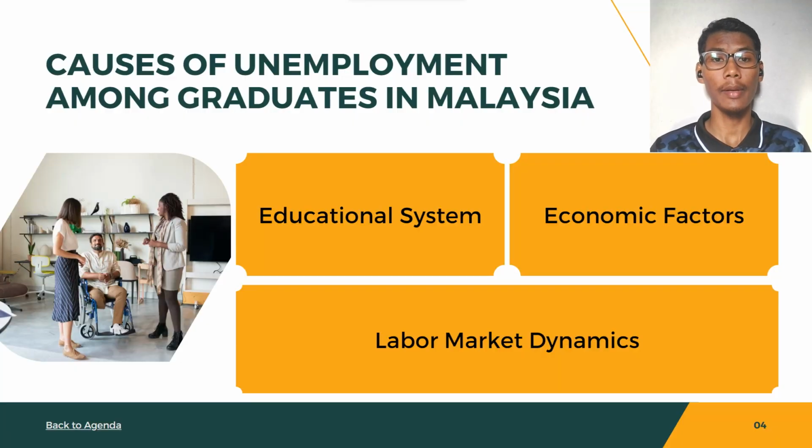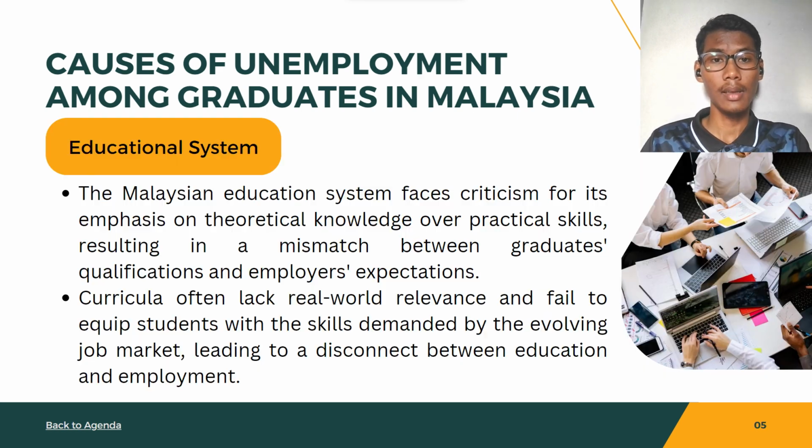Then into the body part of the essay outline, which is the causes of unemployment among graduates in Malaysia. Here I list three of the causes: first, the educational system, economic factors, and labor market dynamics. First, the educational system. The Malaysian education system faces criticism for its emphasis on theoretical knowledge over practical skills, resulting in a mismatch between graduate qualification and employer expectation.